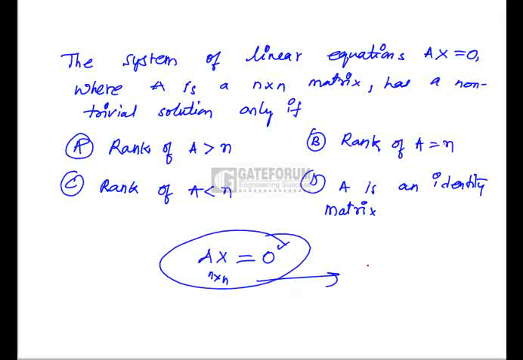Now, it's a straightforward question, which is nothing but the properties of non-trivial solutions. If the rank of A is less than the order of the matrix, which is n, then only the non-trivial solution exists. So the answer is option C.